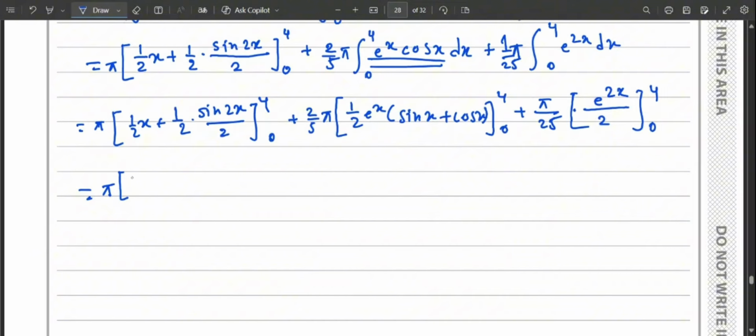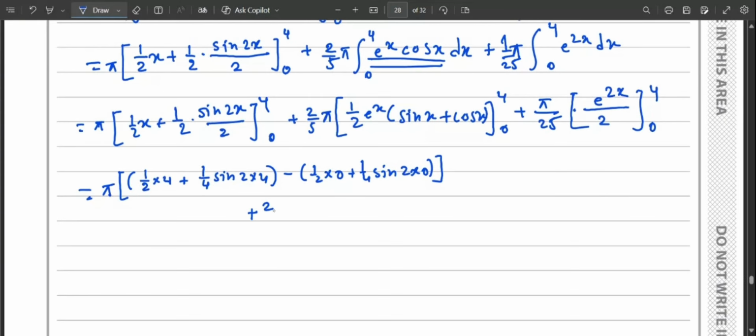So for the first term, I can substitute x equals 4. So half into 4 plus 1 by 4 into sine 2 into 4 is our first term, and then we have to minus half into 0 plus 1 by 4 sine 2 into 0. This will be for the first term.